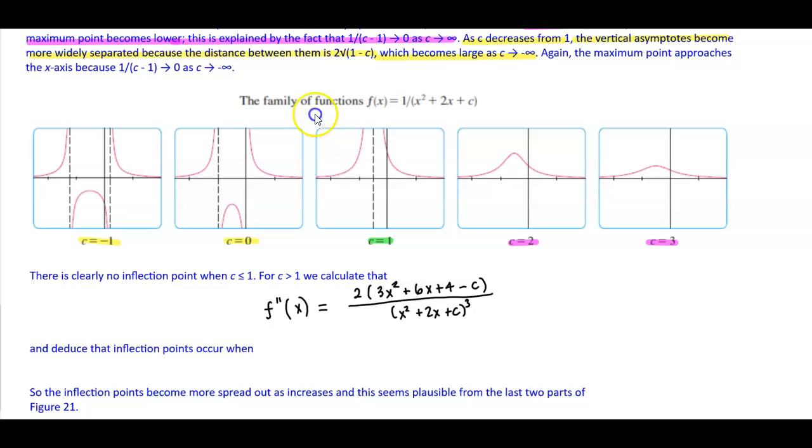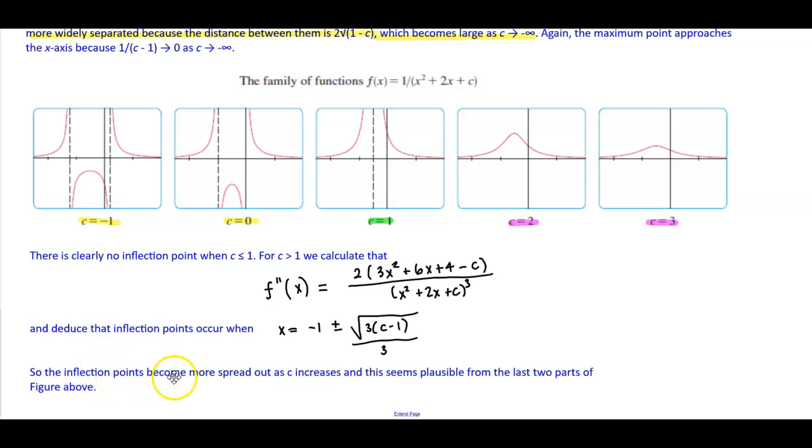And we would deduce that the inflection points would occur at the following, using the quadratic formula for the numerator here. So therefore, it would be negative 1 plus or minus the square root of 3 times c minus 1, divided by 3. And so the inflection points become more spread out as c increases, and this seems plausible from the last two parts of the figure above.